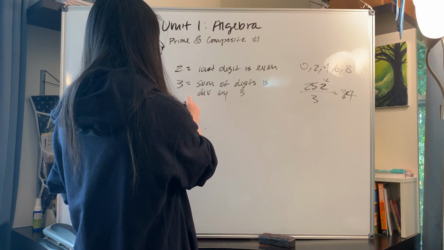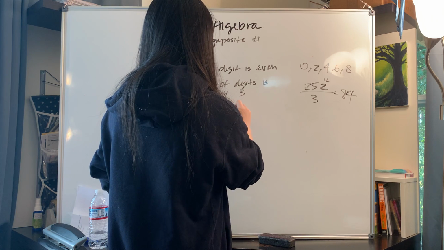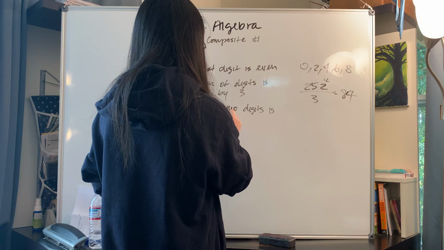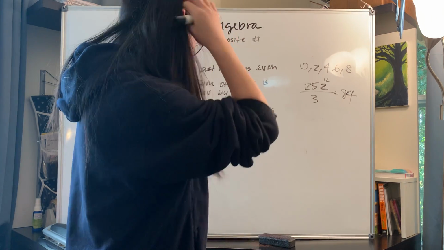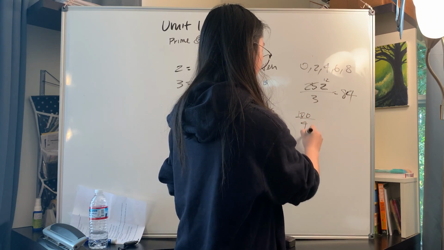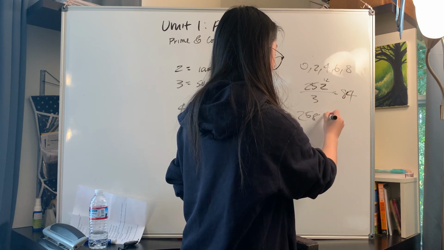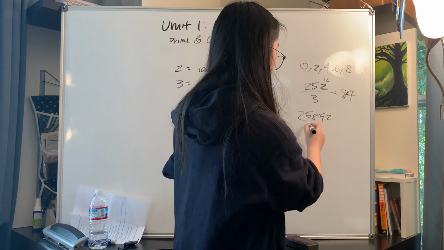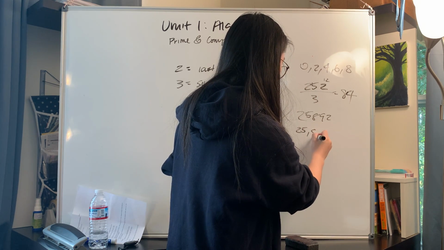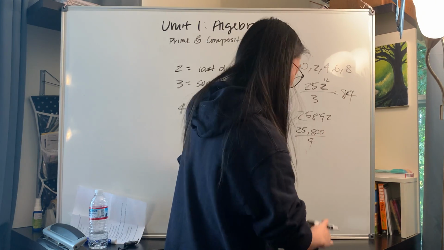Alright, divisibility by 4. A number is divisible by 4 if the last two digits are divisible by 4. The reason why this works is because 100 is divisible by 4. So if you have a number like 25892, we know that 25,800 is divisible by 4 because 100 is also divisible by 4.